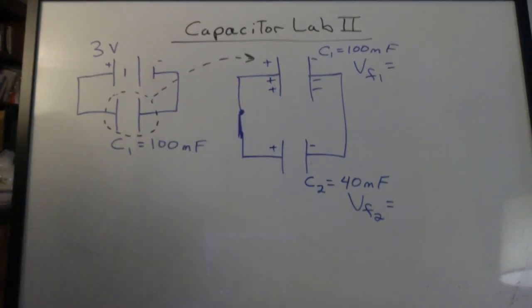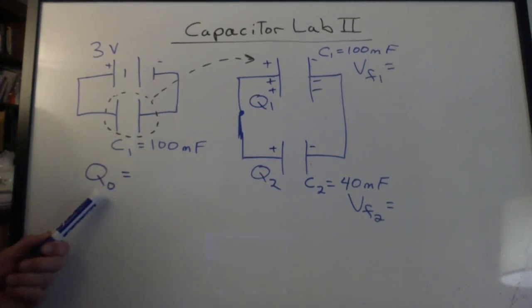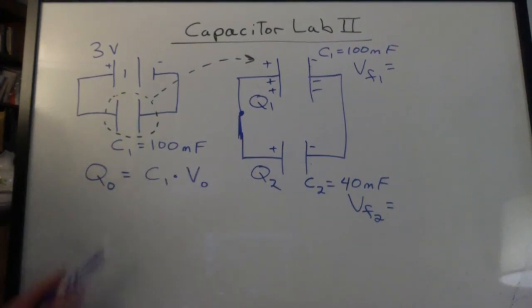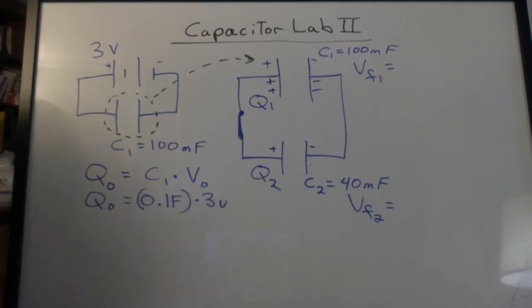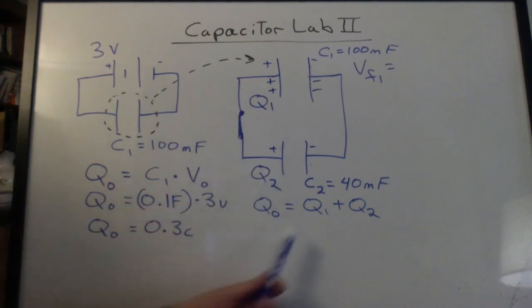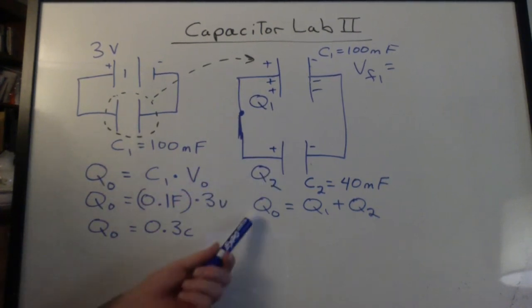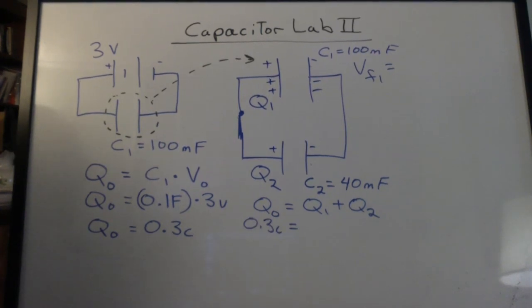Well, where do these charges come from? We can say that Q1 and Q2 came from the original charge on the first capacitor when it was charged by the battery. And that'll be found from the capacitance times the voltage on the battery. And we have 0.3 coulombs. So this charge will be distributed between these two capacitors. So we can say that Q1 plus Q2 equals the original charge.